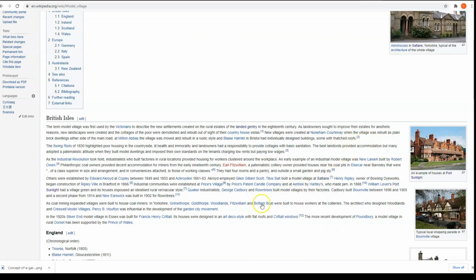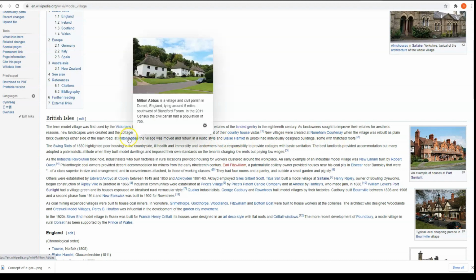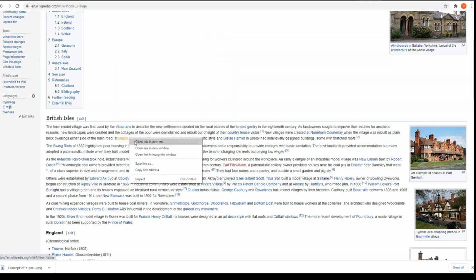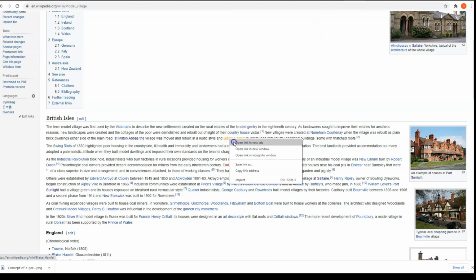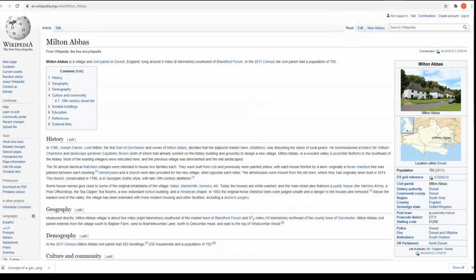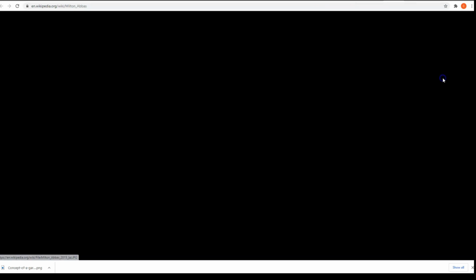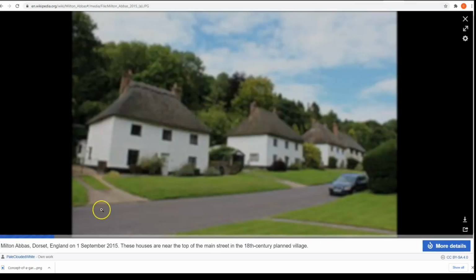When the village was rebuilt as plain brick dwellings either side of the main road at Milton Abbas, the village was moved and rebuilt in a rustic style. In Bristol, having had individually designed buildings, some with thatched roofs. Okay, so they built a town here. Wow, look at that. And then they moved it here to Blaze Hamlet. This is getting interesting. So I'm just going on a bit of a walk here through the interwebs.